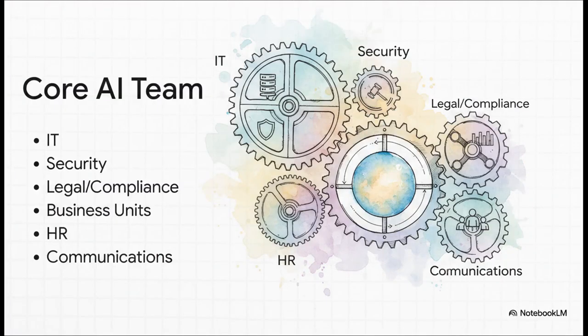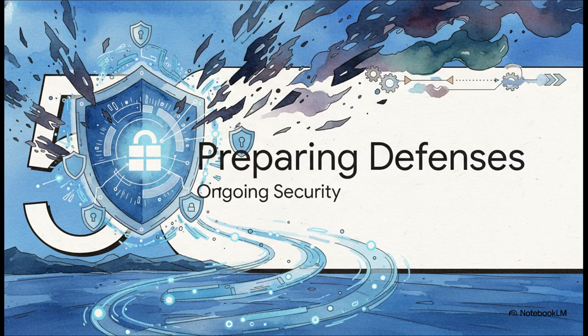So, who needs a seat at this table? Well, obviously, you need IT and security. That's a given. But you absolutely need legal and compliance to make sure you're not breaking any rules. You need the actual business units to tell you what they'll use it for. You need HR to handle all the training and people side of things. And you need communications to keep everybody in the loop. It takes a village.